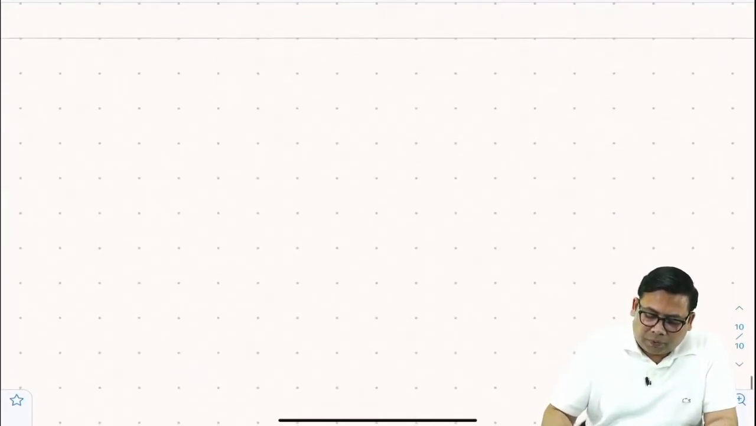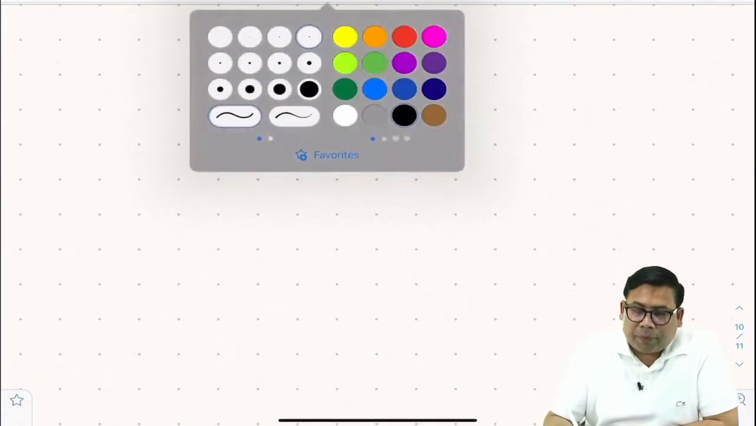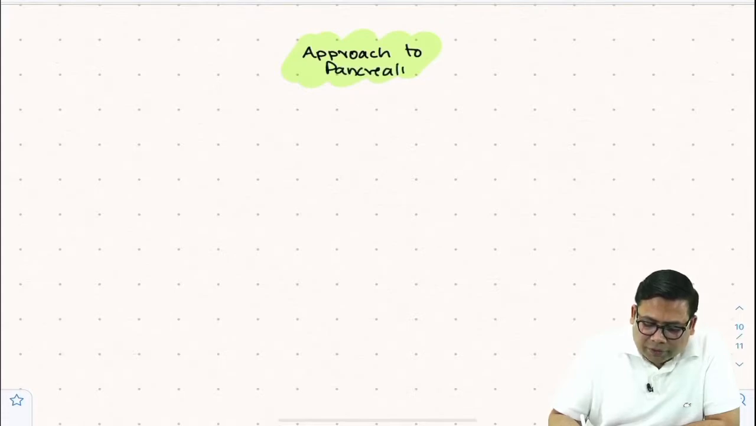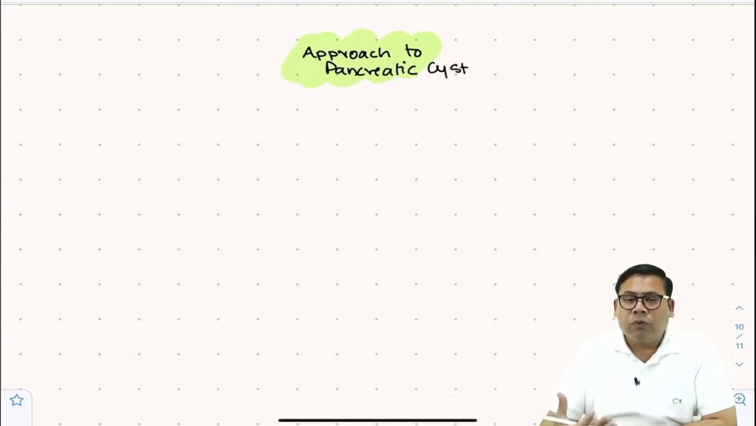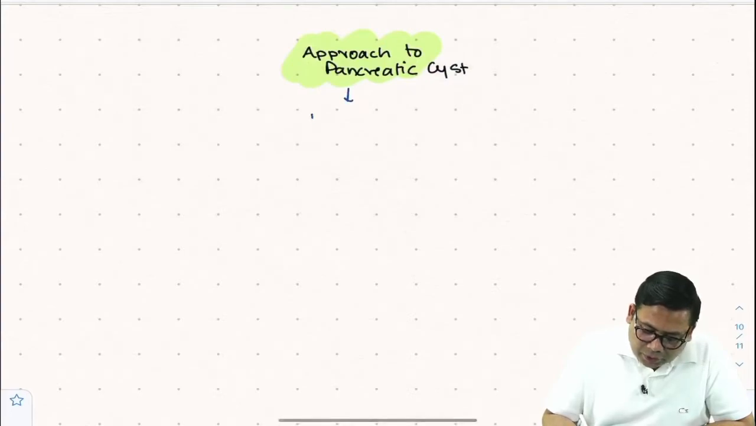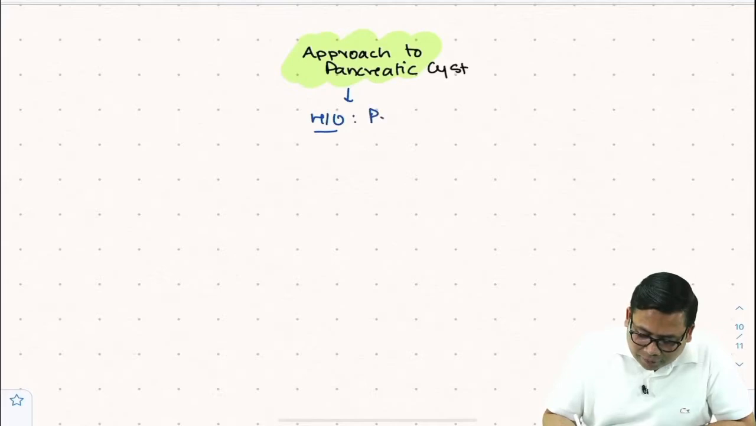Whenever you talk about the approach to a pancreatic tumor, or basically the approach to a pancreatic cyst, suppose you have a patient with a pancreatic cyst. This cyst could be associated with a tumor or it could be a pseudocyst. So how to see that? The very next thing you need to understand is to check the history of this patient. Is there any history of pancreatitis? Is there any history of trauma?